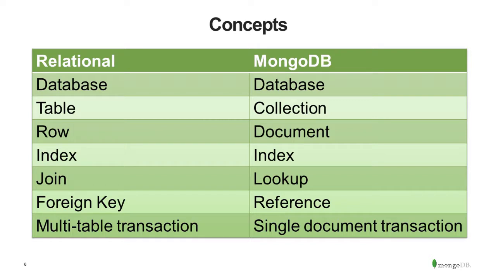Indexes are almost exactly the same. We have indexes in MongoDB. They're B-tree-based indexes, just like most relational databases, and indexes are created and applied to collections, and you can set up the indexes in various different ways to set up most efficiently the way that you query your data.